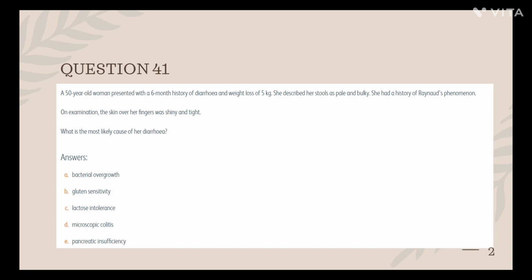So as we see, there is diarrhea and weight loss, and she had a history of Raynaud's as well as shiny, tight skin. Shiny and tight skin makes you think of scleroderma, or systemic sclerosis, especially with Raynaud's. So that is your limited cutaneous systemic sclerosis, or CREST syndrome: calcinosis, Raynaud's phenomenon, esophageal dysmotility, sclerodactyly and telangiectasia. And in CREST syndrome, there is one association with bacterial overgrowth. That is, scleroderma can have bacterial overgrowth.